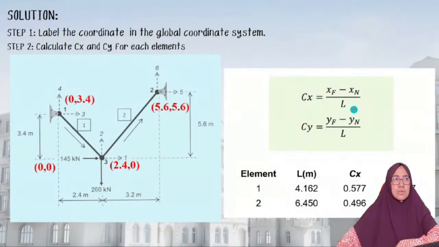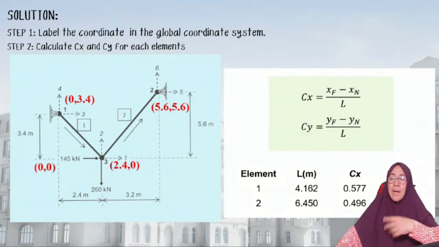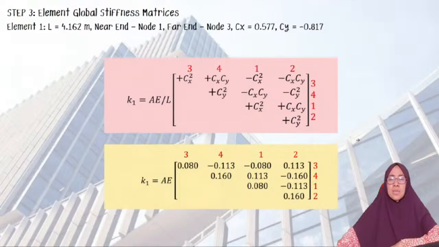Okay, so we have to label the coordinates. The coordinate is very important because without it, we cannot calculate Cx and Cy. So we calculate Cx and Cy based on the coordinate. The formula, as I explained just now, is far minus near. Look at coordinate x for Cx, look at coordinate y for Cy. It is far minus near divided by L. Once we get Cx and Cy, we just substitute into the K formula, the element stiffness matrix, and we will produce K1 and K2.